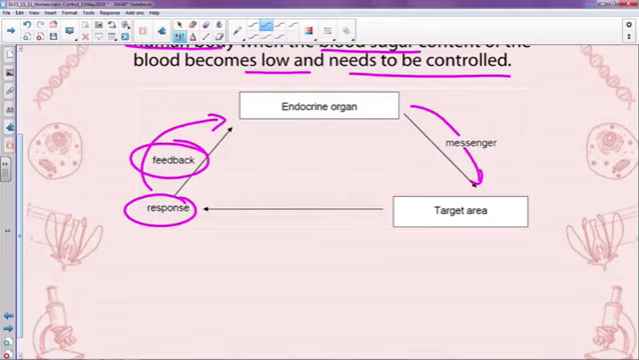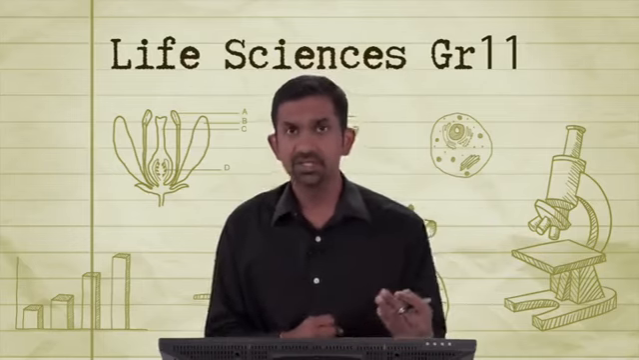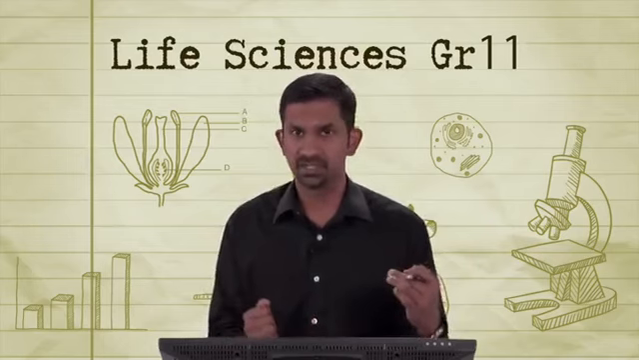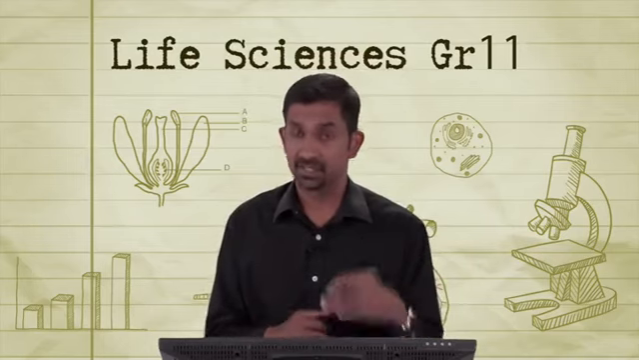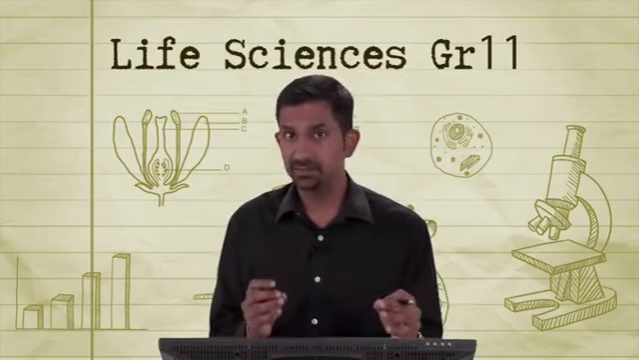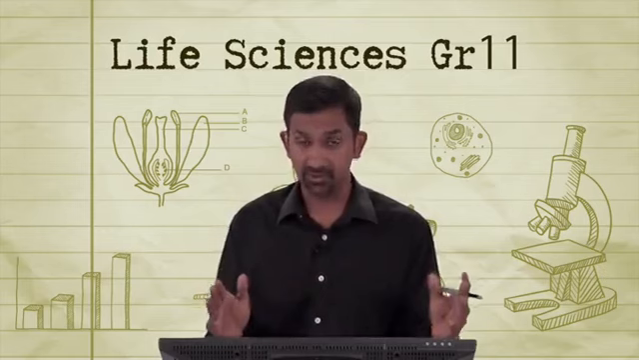The target organ will then respond by bringing about a change in the opposite direction so that the body returns back to normal. And essentially that process is a process of maintaining homeostasis. So I'll repeat. The negative feedback mechanism is a mechanism that is responsible for maintaining homeostasis. What happens? The conditions change from the norm.